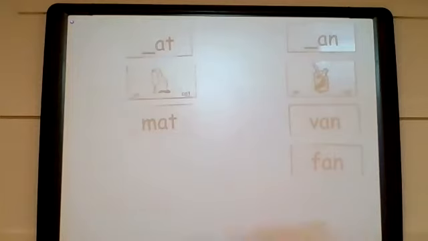And then hat. Hat, cat? Hat, can? Hat and cat have the same word family, so I'm going to put hat with cat. And once again, we would go through and check our work, and then we would check both of our categories and talk about the sounds. And that would be what we would do.